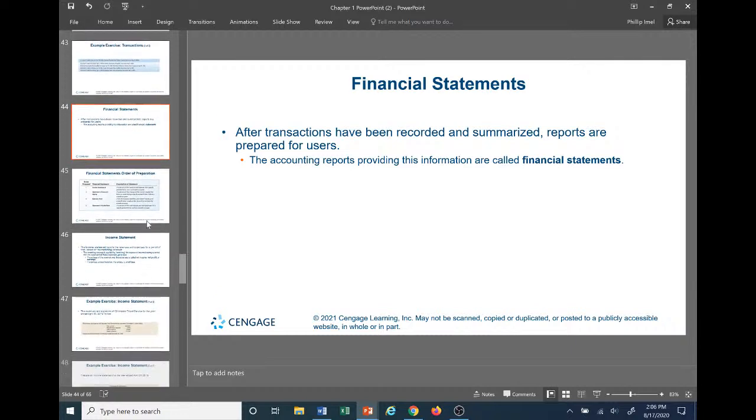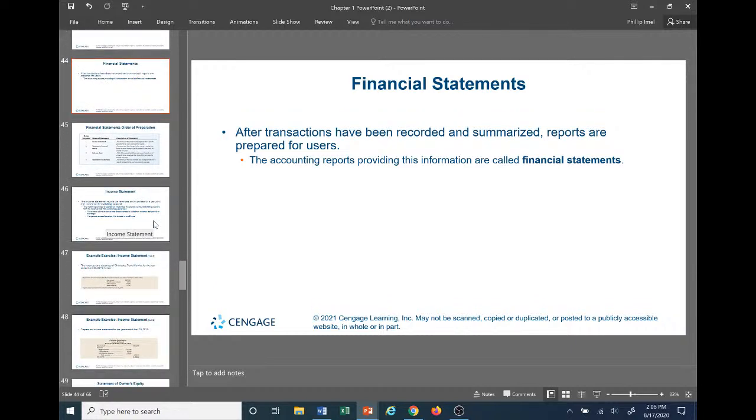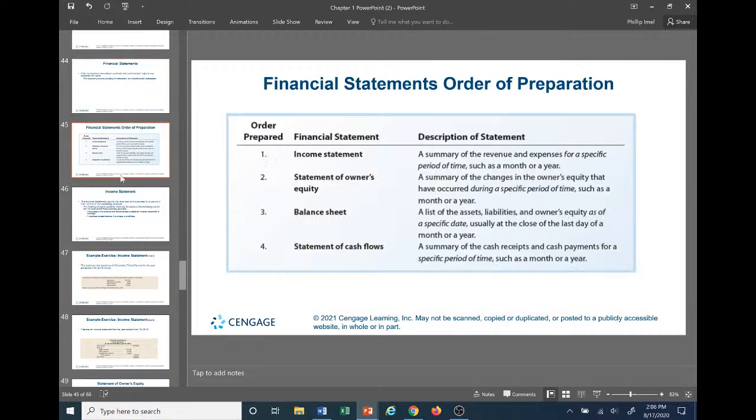Now let's talk a little bit about financial statements. After transactions have been recorded and summarized, reports are prepared for users. The accounting reports providing this information are known as financial statements. So these are the financial statements in order of preparation, 1 through 4. We'll start with the income statement.